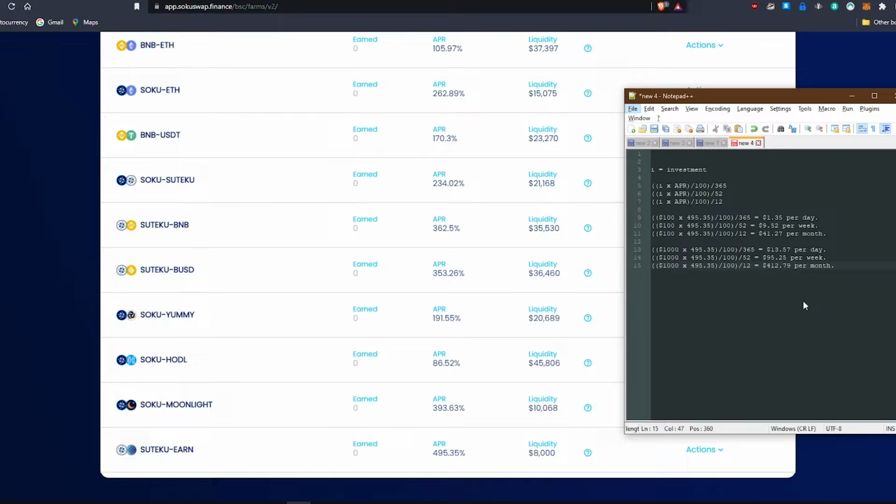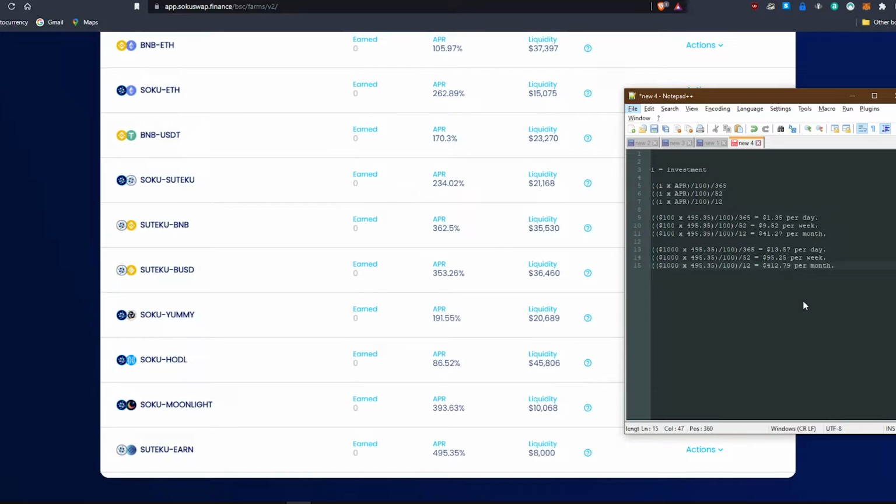Now, depending on the value of each token in the pair, you will end up with different amounts of tokens compared to how much you started with. This is called impermanent loss, which is the change in price of each token relative to what it was when the liquidity was initially provided.